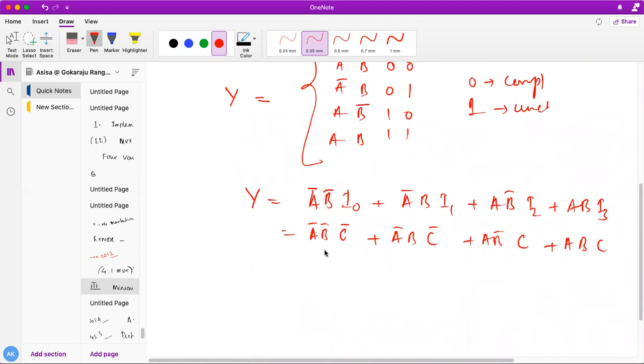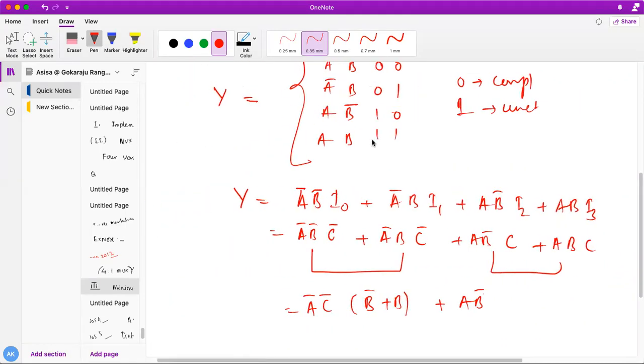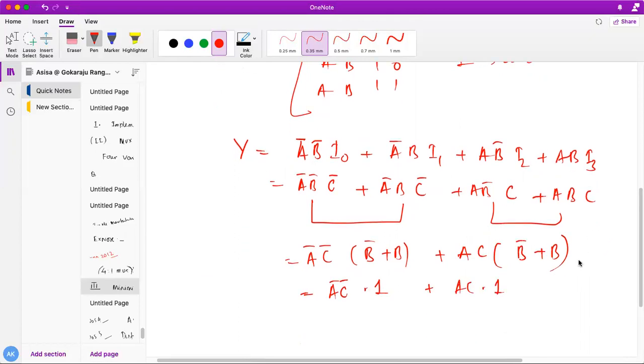Now from these two, I can apply the distributive law. So this will be A bar C bar, and if I apply the distributive law, B bar or B. Similarly, A C, I can apply the distributive law with C, so this is A C, which is B bar or B. Am I correct, students, or is anything wrong? A bar C bar, and B bar or B is nothing else but 1. Similarly, B bar or B is 1. How? Postulate number 6. We know that.